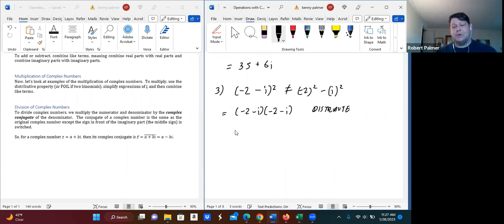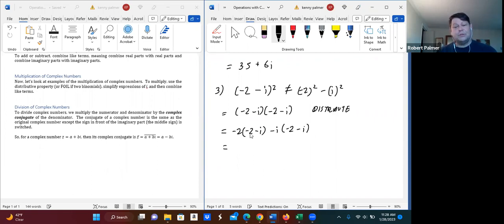Okay. So by distributing, what I mean is we're going to multiply this binomial, this complex number, times negative 2. So we have negative 2 times negative 2 minus i. And then this one, that same complex number times this. So we have minus i times negative 2 minus i.